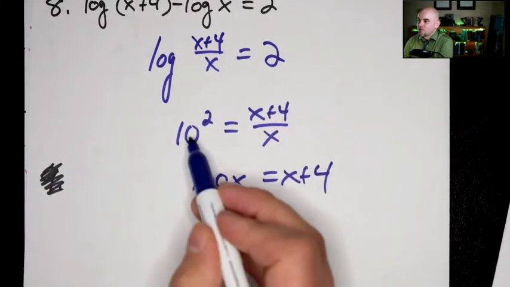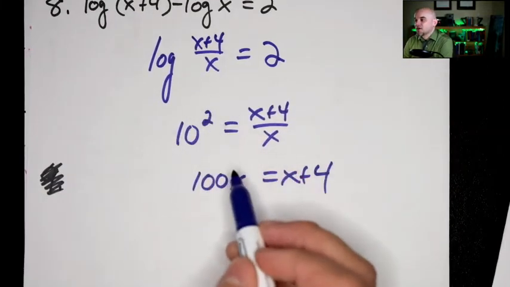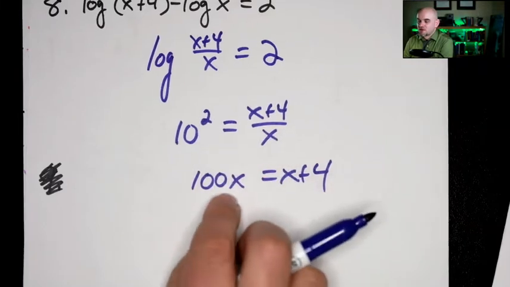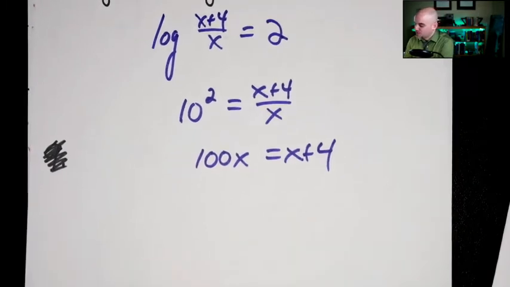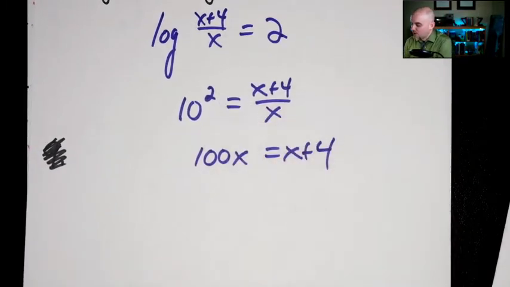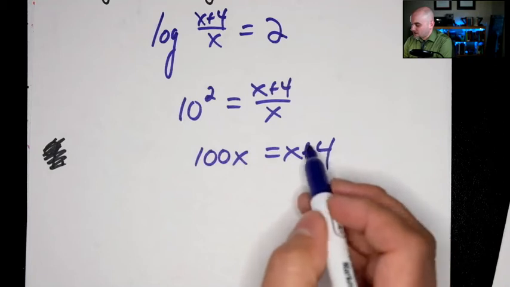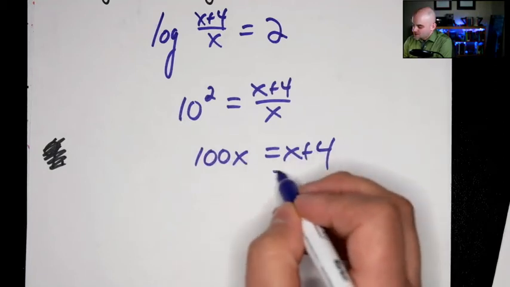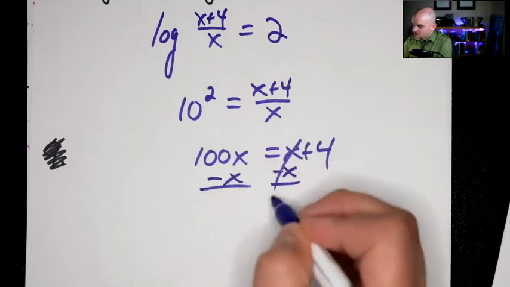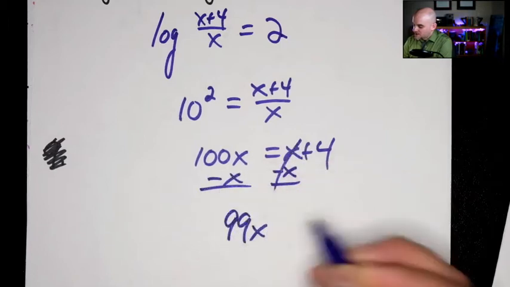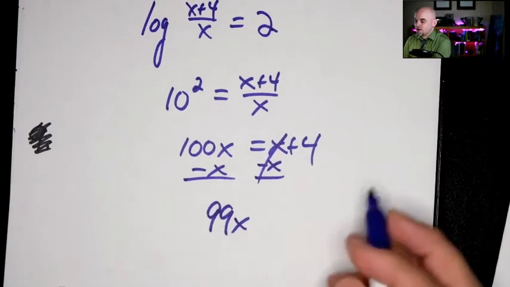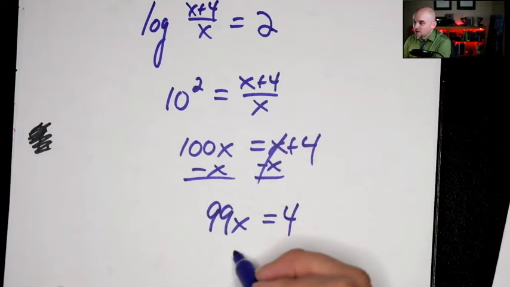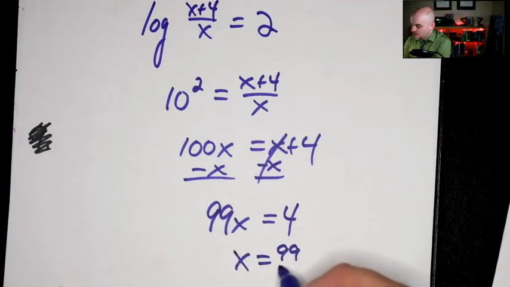Just in case that was too quick for you, I multiplied 10 by itself. 10 times 10 is 100. And then I multiplied both sides by x. Sometimes I don't want to skip steps, because some people are trying to figure out where I went with it. Let's move those x's over. Subtract x from both sides. And so minus x and minus x, I get 99x's, right? Equals 4. Divide both sides by 99, and I get x equals 4 over 99.